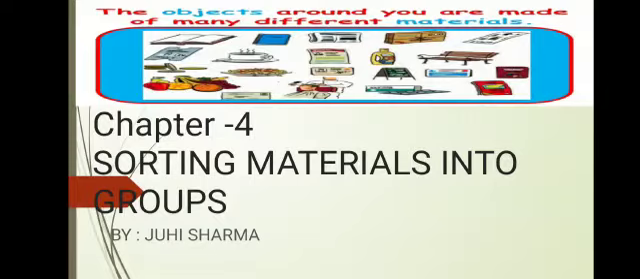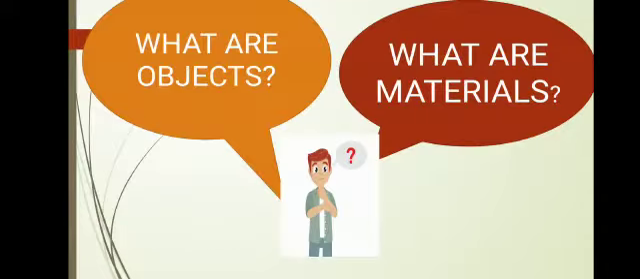Today we are going to discuss our new chapter of class 6, that is sorting materials into groups. In this chapter we are going to discuss the objects and the materials: how an object is different from the materials, what makes objects and what makes materials.